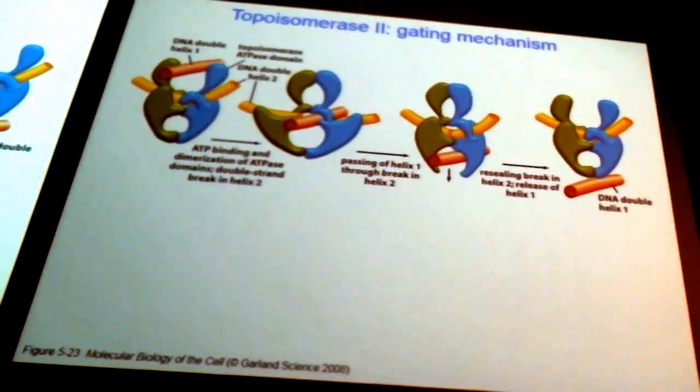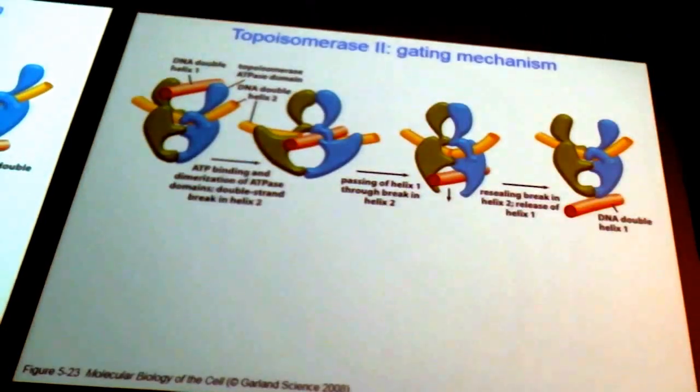Now, topoisomerase 2 uses another mechanism called gating. And this is also intuitive and easy to understand. You can imagine the enzyme looks like this. It has a gap in between, okay? It looks like this. And all that the enzyme does is grab onto two strands of double-stranded DNA and switch their position with respect to each other. So it makes kind of a gate in between and switches them across.